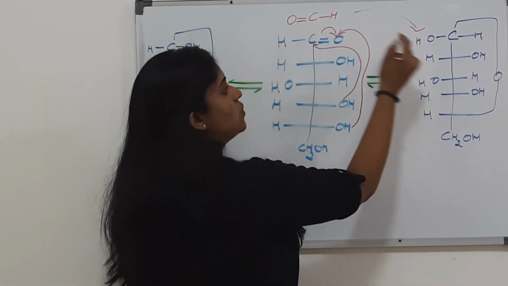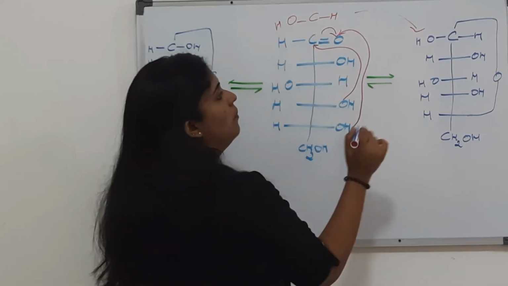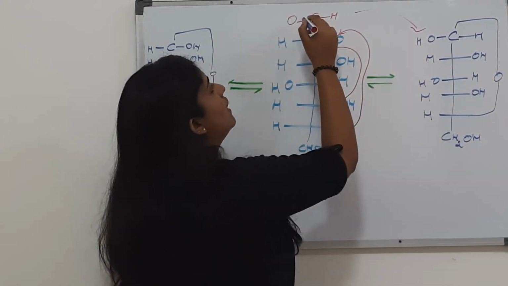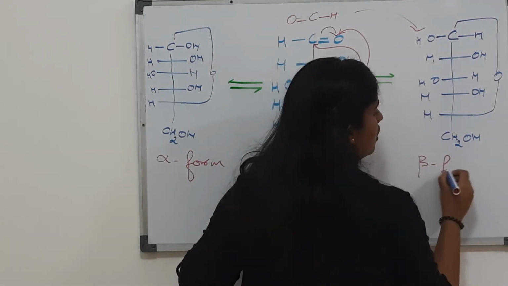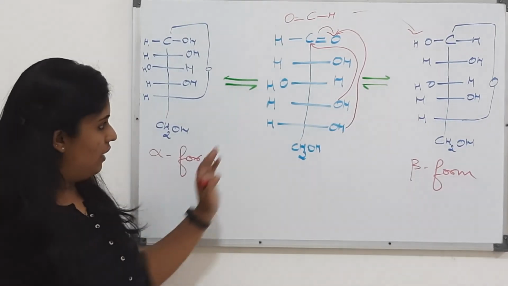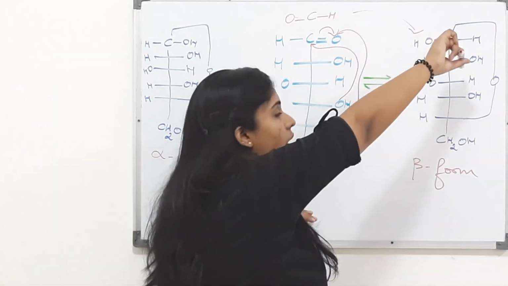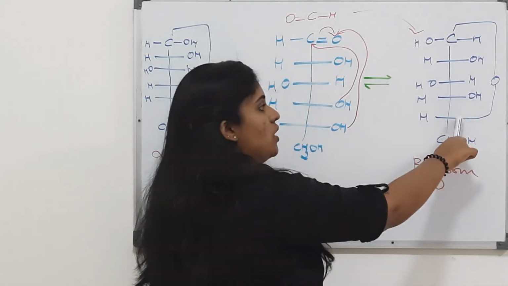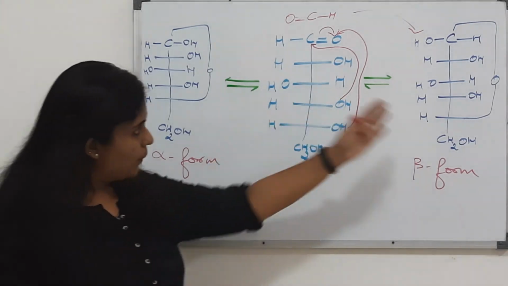If it comes this way, then OH would come on this side, and O and H would come like this. That is this form, and this is the beta form. So here we have the alpha; the rest are all the same. That same carbon, the free aldehyde carbon, is now getting bonded to this OH group and forming a lactone. So we have the alpha form and we have the beta form.